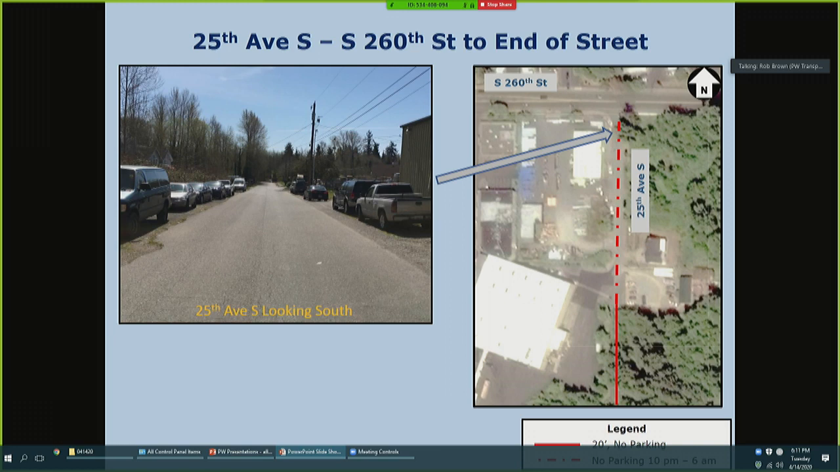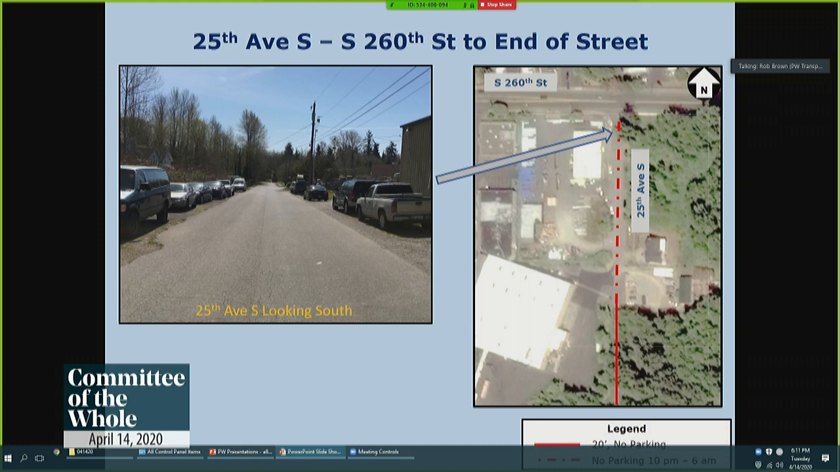This is 25th Avenue South, a dead-end street from South 260th. Again, the concerns are overnight parking and littering. At the north end of the street, which you can see in the red dashed line, the street's wide enough to support parking. And so in this section, we are proposing no parking between 10 p.m. and 6 a.m. to match other locations in the city. And then the solid red line south of that, the street is 20 feet wide. And so we are proposing no parking in that section of the street. Any questions or comments?